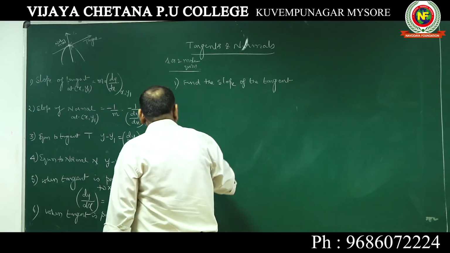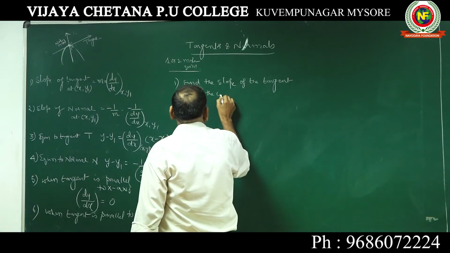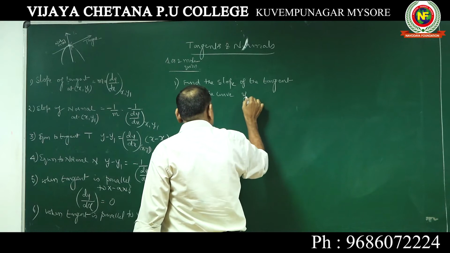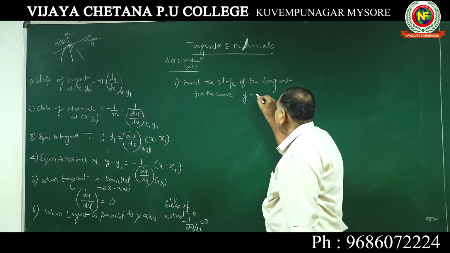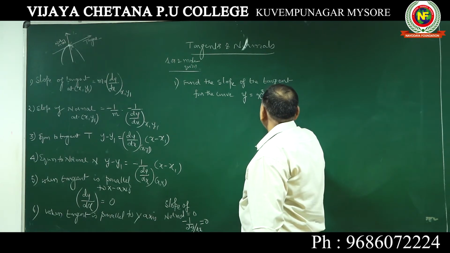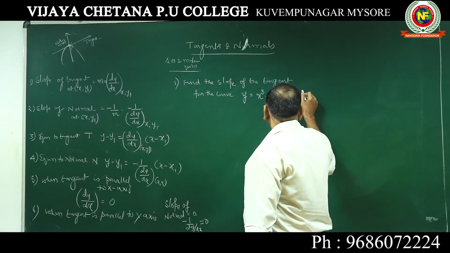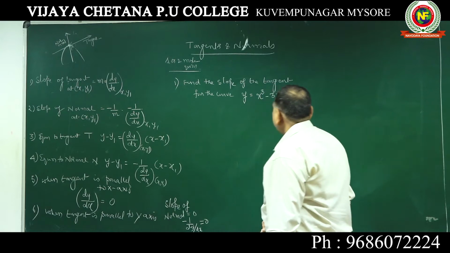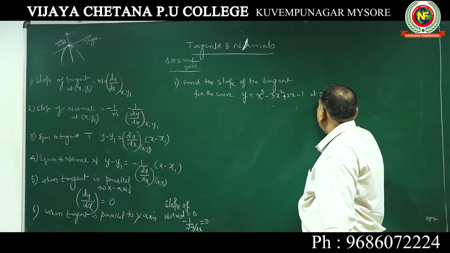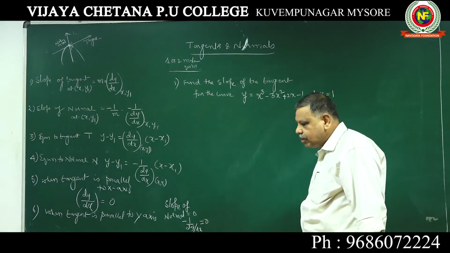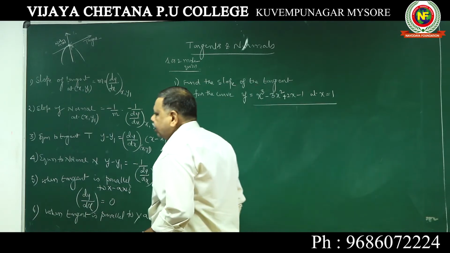Find the slope of the tangent for the curve y is equal to x cube minus 3x square plus 2x minus 1. Find the slope of the tangent at x equal to 1. They may give you the x coordinate, or they may give you at x equal to 1. This is very important. This is a 2 marks question.